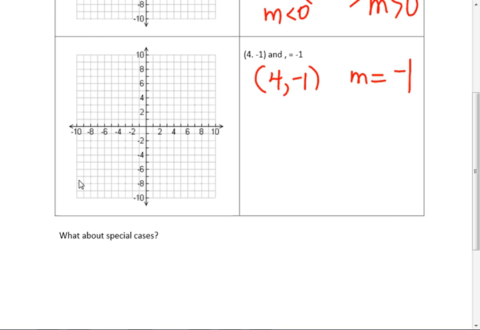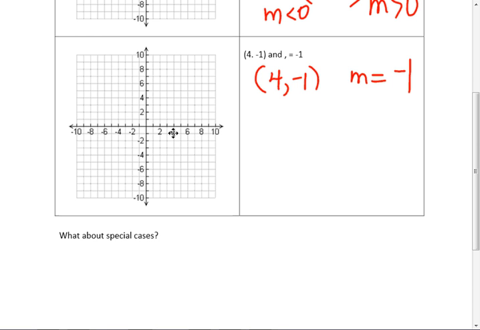Nick, come on up here and graph 4, negative 1 for me. Cole, why have you not graphed this? You're next. Right, graph that point. Where is it? 4, negative 1. This is just a point in the plane. So you count over 4, or you start at the origin and go down 1. Put a point there. There you go.